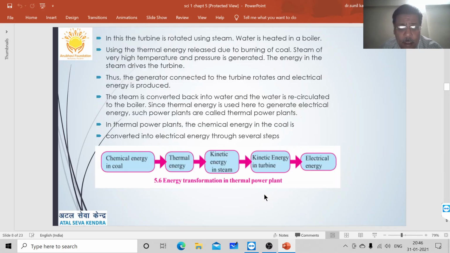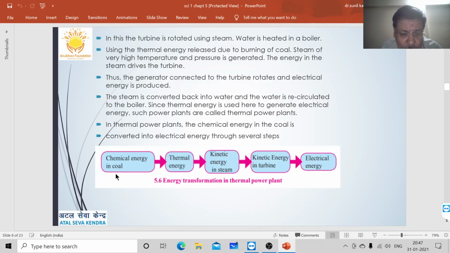So in this way the turbine is rotated by steam. Water is heated in a boiler using the thermal energy released due to burning of coal. Steam of very high temperature and pressure is generated. The energy in the steam drives the turbine. Thus the generator connected to the turbine rotates and electrical energy is produced.